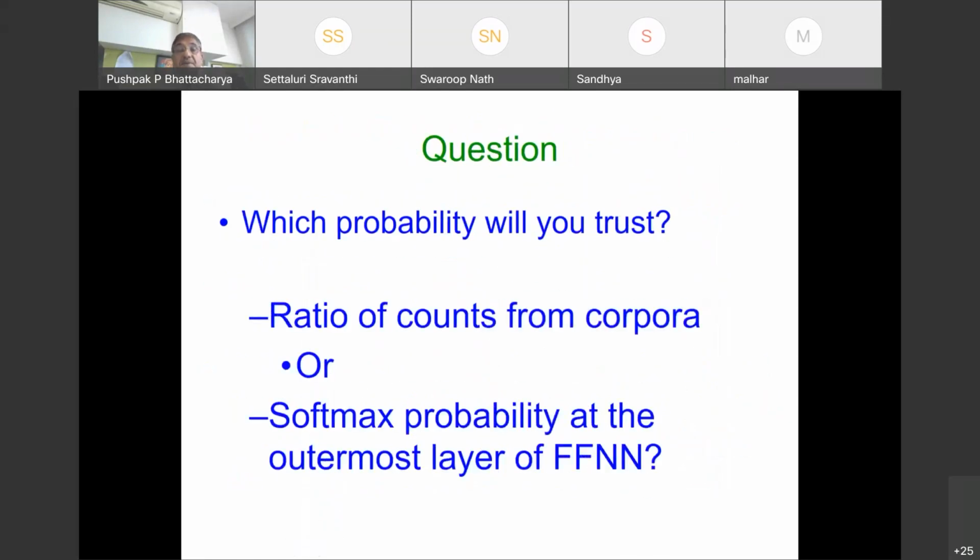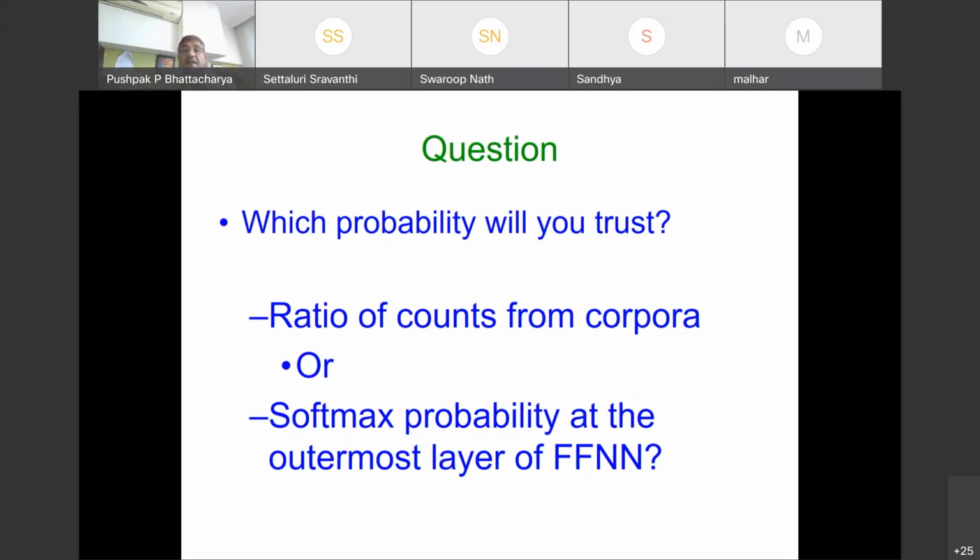Now comes the question: which probability will you trust? The ratio of counts from corpora or the softmax probability at the outermost layer of a feed-forward neural network? Being students of NLP, have you thought about this question? Which probability can I trust? I find out the ratio of strong coffee with respect to strong character, again with respect to strong innings, strong views. I find out the ratio of all these situations, and whichever probability is highest, I will suggest that word as the next word. So this is one method of getting the next word.